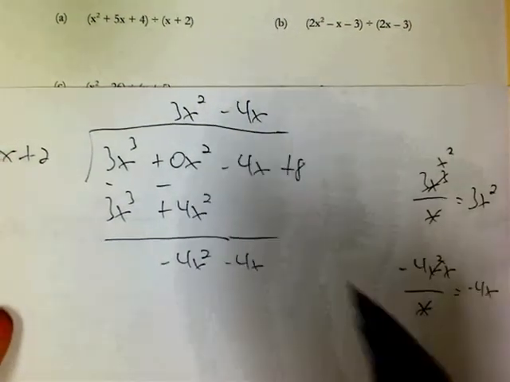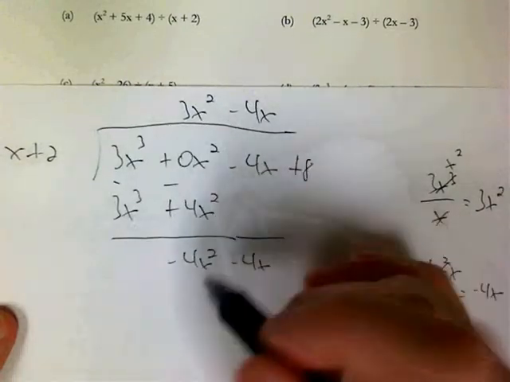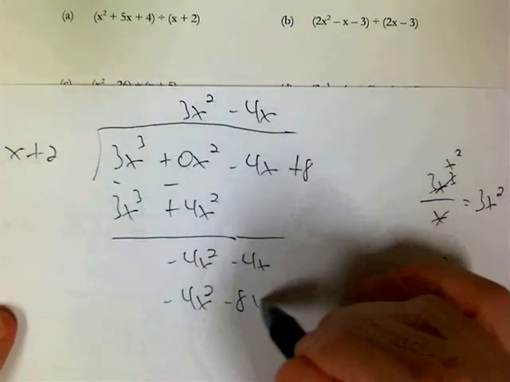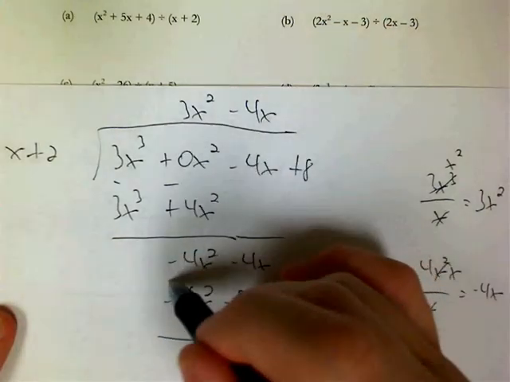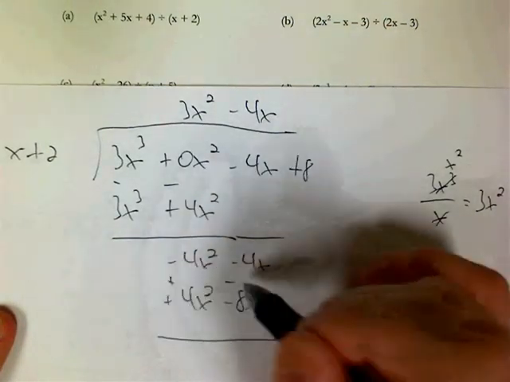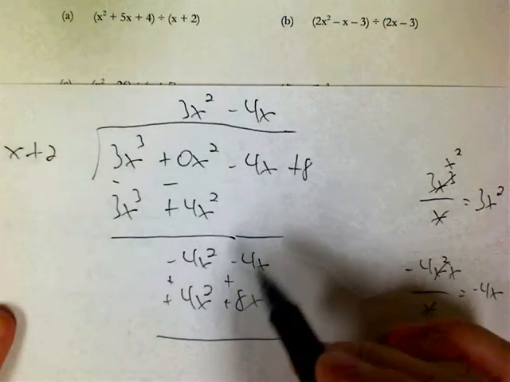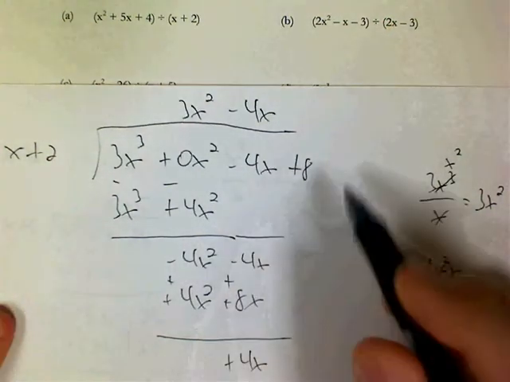Negative 4x times x is negative 4x squared. Negative 4x times 2 is a negative 8x. Highly recommend placing the minus signs in. Change, change, change, change. That becomes a 0. That becomes negative 4x plus 8x is a positive 4x. Let's bring down that plus 8.